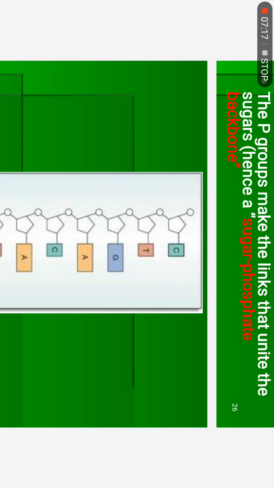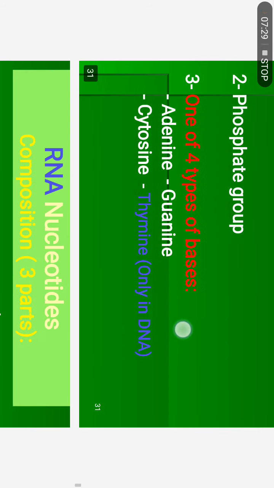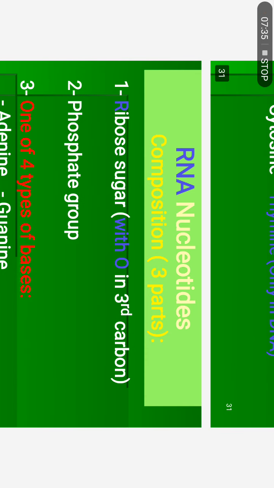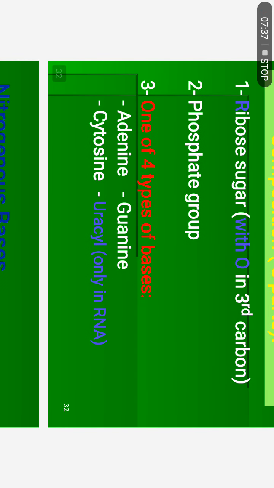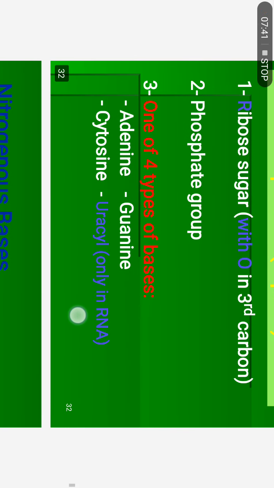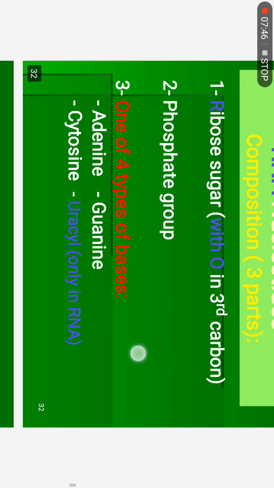But for DNA, it has guanine, thymine, cytosine, and adenine. They have these four: adenine, guanine, cytosine, and thymine. But if it's an RNA, instead of thymine, it becomes uracil. That means only in RNA can you find uracil. You don't find thymine.